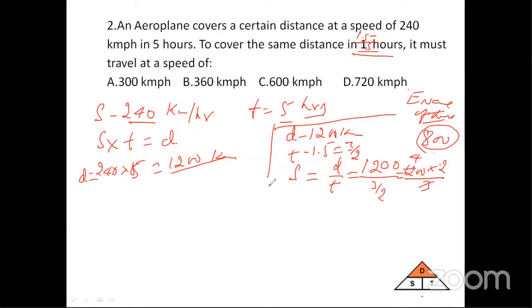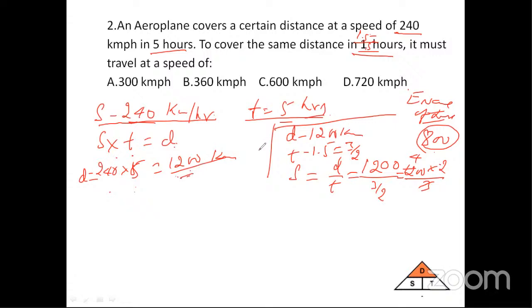I'll just repeat this question once again. Observe carefully. First it says an aeroplane covers a certain distance at a speed of 240 km per hour, and time is given as 5 hours. So when speed is given and time is given, we can easily calculate the distance. Speed into time is equal to distance. 240 into 5, that is 1200 kilometers is the distance.